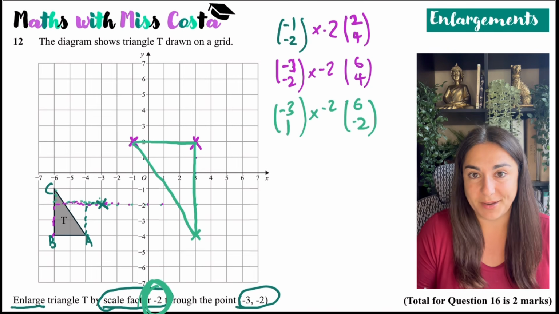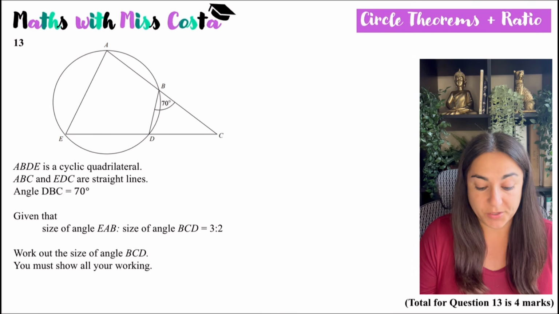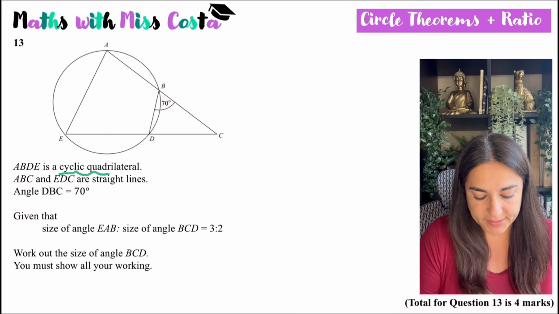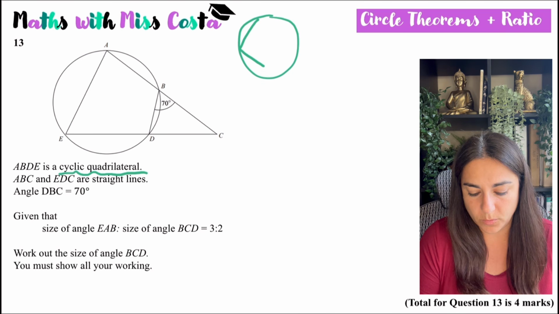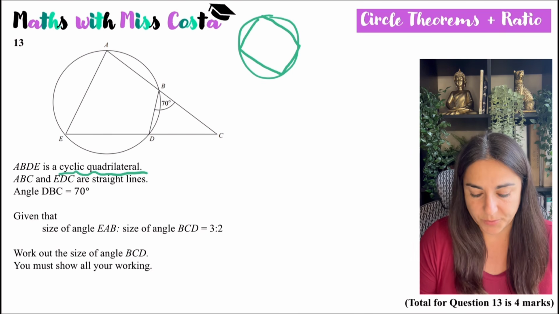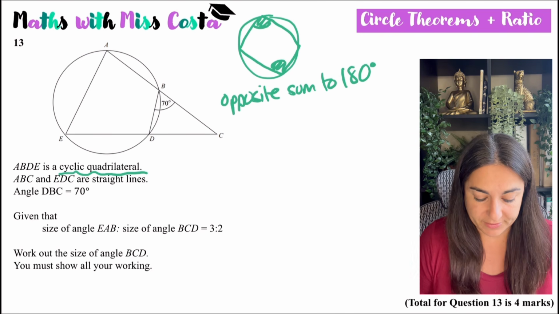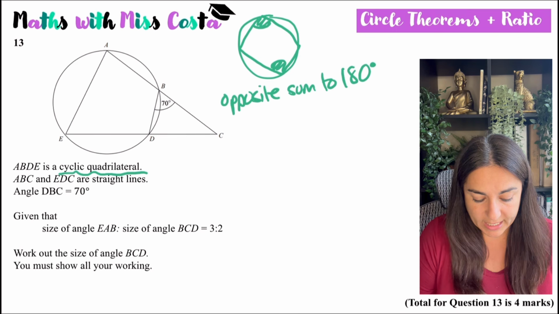You times that by your scale factor, and that tells you what vector you need to move through to enlarge the shape. Okay, so here I am given a circle with a cyclic quadrilateral in it. So a cyclic quadrilateral, all that means is it's a quadrilateral, a 4-sided shape inside a circle. And what I should know about that from my circle theorems is that opposite angles in a cyclic quadrilateral sum to 180 degrees. So that's the piece of information that I'm going to want to know.